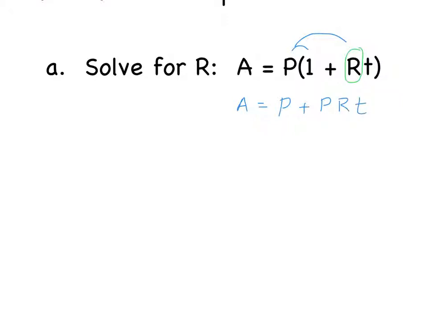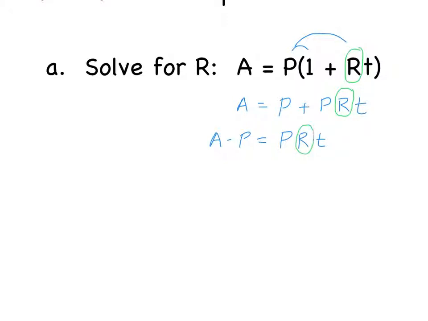All right? So again, we want r by itself, so think about order of operations. The first thing we're going to do here is get rid of this lone p. So let's subtract p from both sides. When we do that, we will have A minus p is equal to p times r times t.